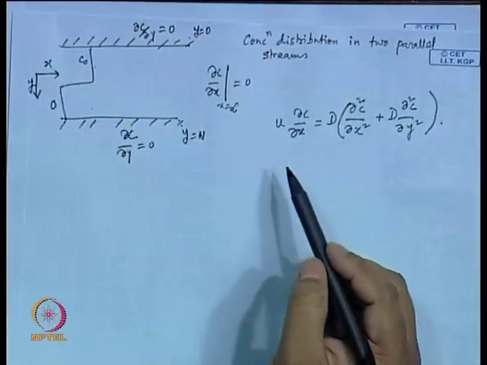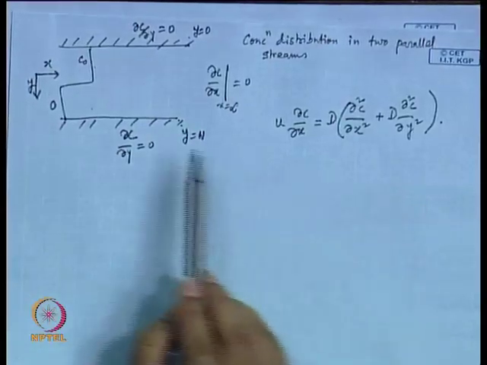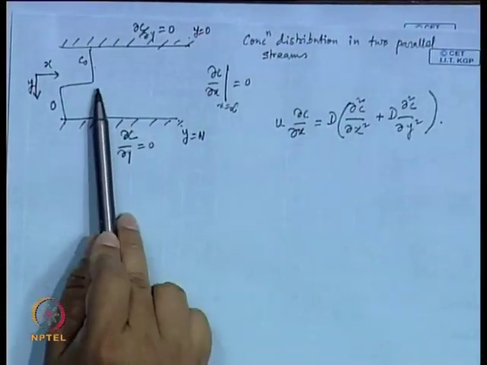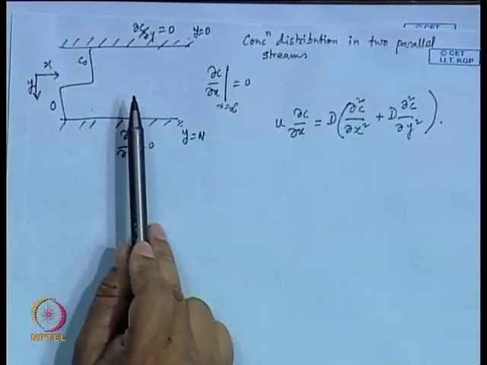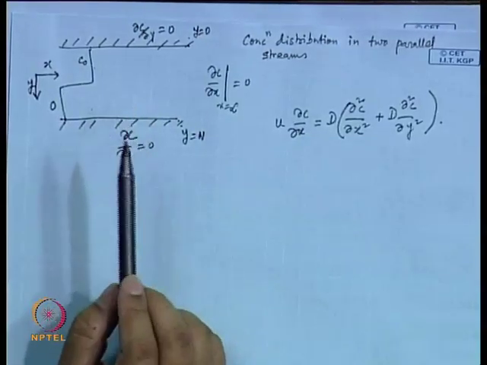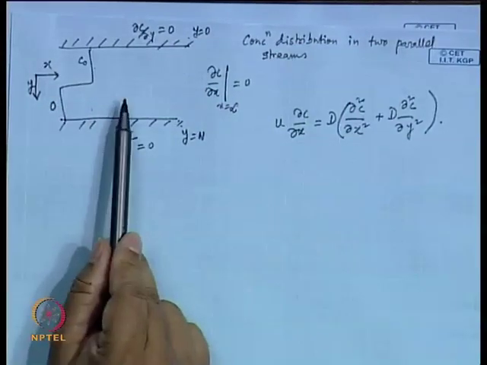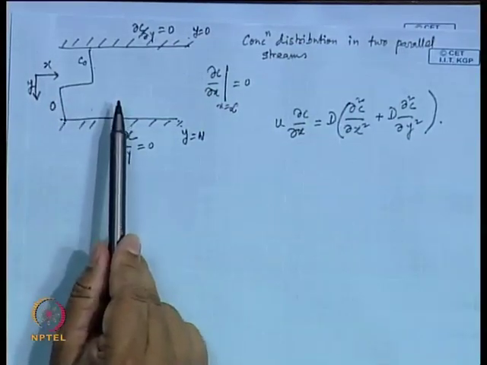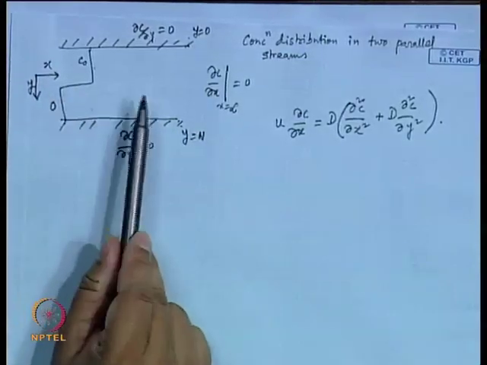You have diffusion going on. What all are you taking care of here? You are taking care of diffusion going on in x direction. Diffusion going on in x direction means whatever is coming downstream is interacting by diffusion mode with the upstream. So, in x direction there is a diffusion going on.